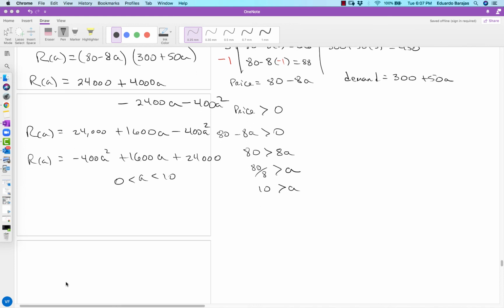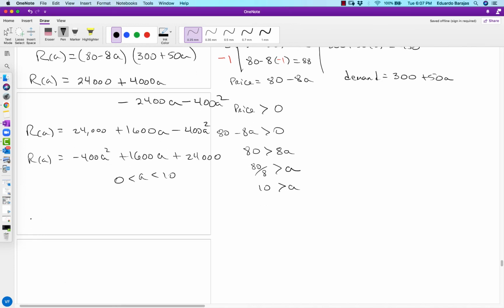So let's start taking derivatives. So R prime of A is going to be equal to negative 800A plus 1,600. That's a 0. Let's go ahead and take the next derivative as well. So then R double prime of A, the second derivative, is just going to be equal to negative 800. Okay, so we know that because it equals a negative constant, this function is concave down for all values of A. So certainly it's concave down for A between 0 and 10. And that makes sense because this is a quadratic that opens down.